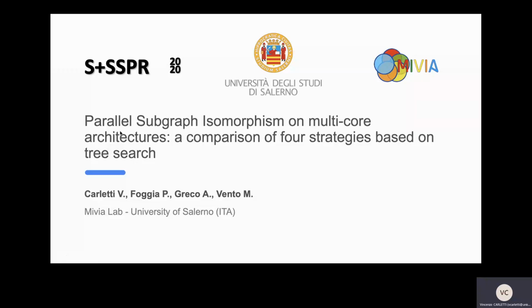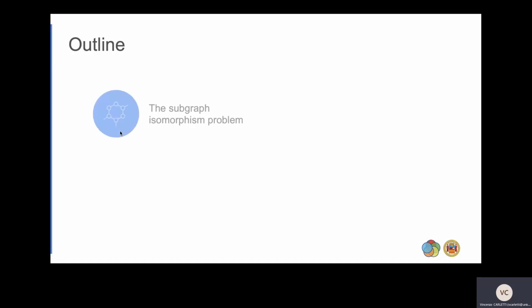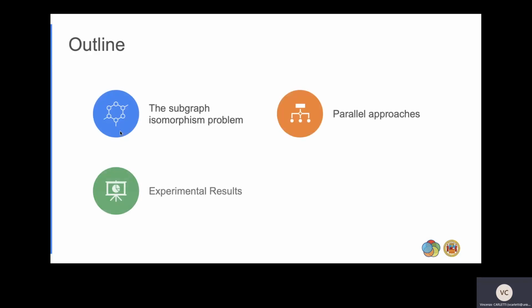Presenting parallel subgraph isomorphism on multi-core architectures, a comparison of 4 strategies based on research. We will start by discussing the problem, then parallel approaches, the experimental results, and the conclusion.